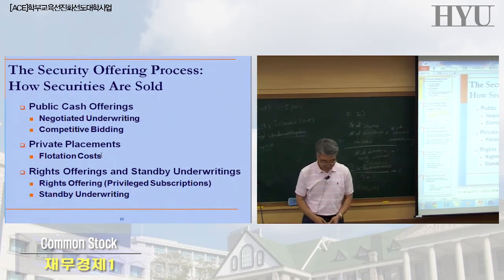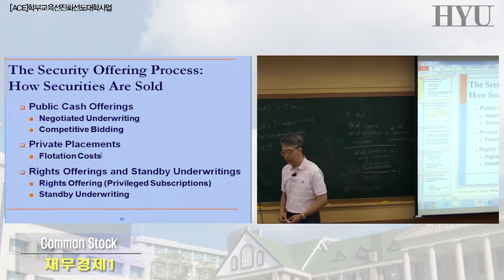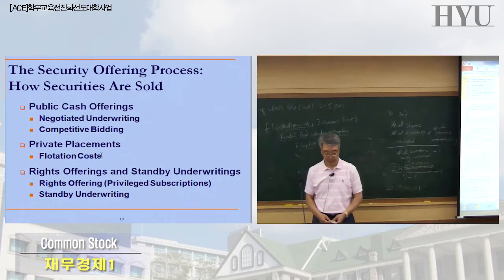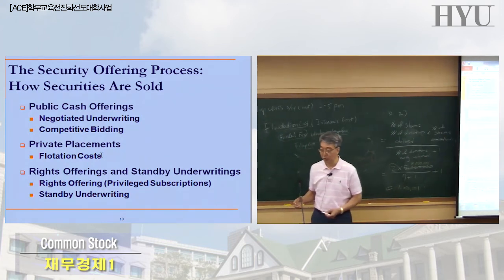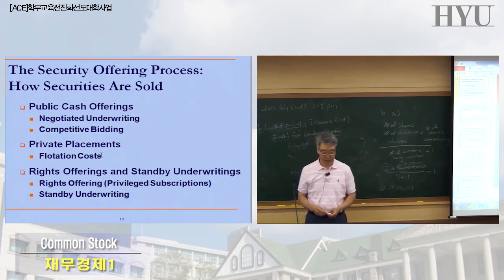Okay? And standby underwriting means when the company issues the rights, the investment banker may purchase entire issuance of the shares, okay? And whatever the existing shareholders may not purchase, right? Then the investment banker will try to sell them elsewhere.